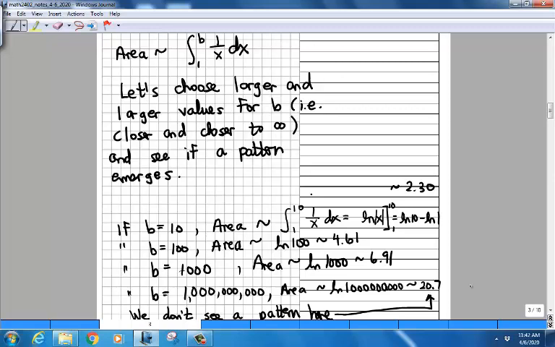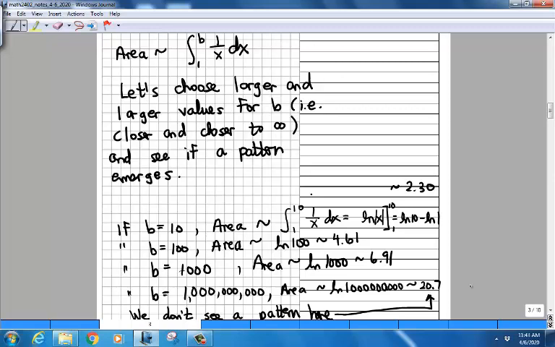So when you find the area from 1 to a billion, now a billion is pretty far out the x-axis, right? But it's still a long way from infinity on the x-axis. But if you find the area under that curve from 1 to 1 billion, you end up with natural log of a billion, and my calculator says that is about 20.7.